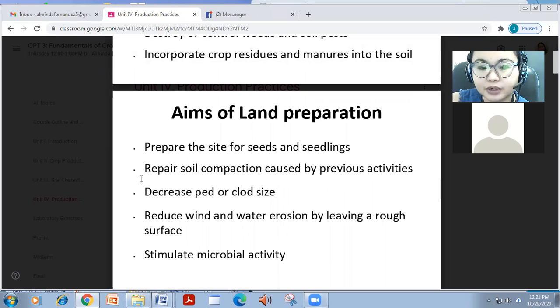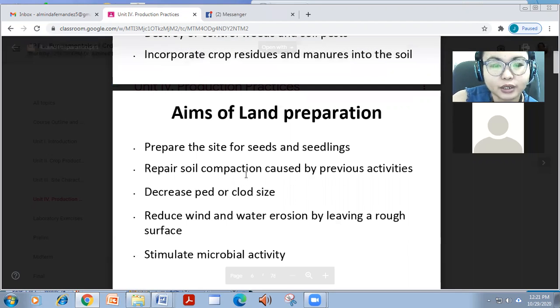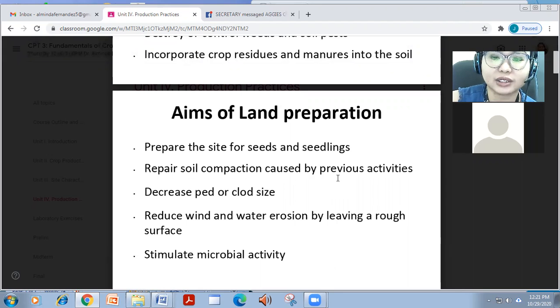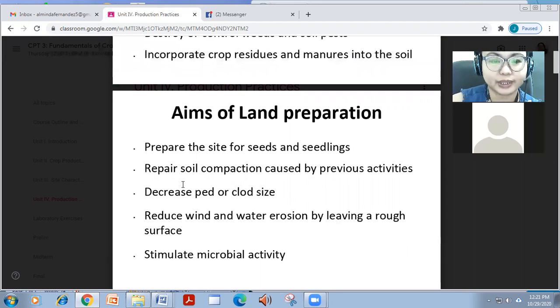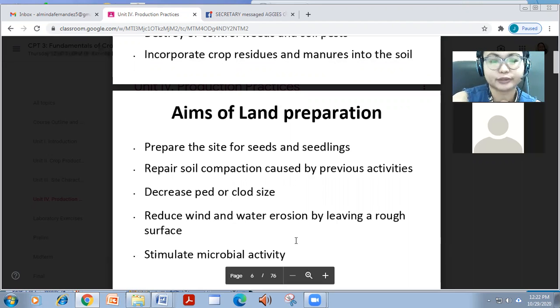Like for example, if it has been barren or left out for a while, there might be a tendency that the soil is really hard. So it would be difficult for the roots of plants to penetrate, therefore decrease the ped or clod size. So this is for the soil structure. If there is a finer texture of the soils, then it would be easier also for the plant roots to develop and absorb nutrients.